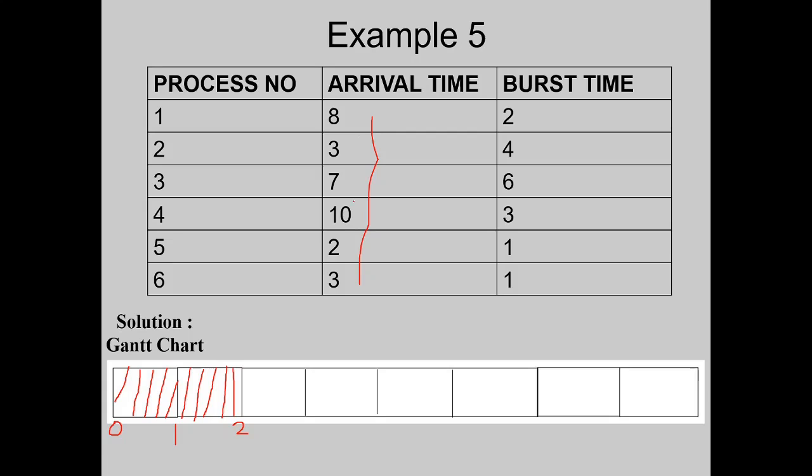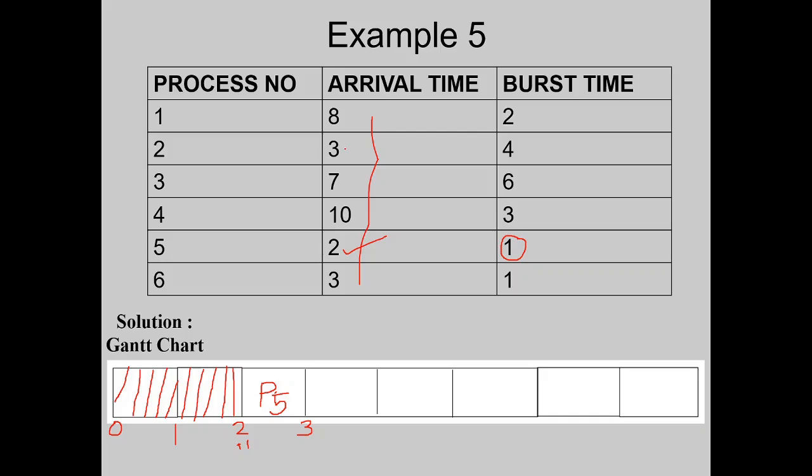Now from unit 2 onwards the processes have started arriving in the ready queue. So at unit 2 which process arrived here? Process 5. So allocate the CPU to process 5. Now process 5, for how many units is it going to run? 1 unit. So 2 plus 1, how much? 3. So it is going to run from 2 to 3.